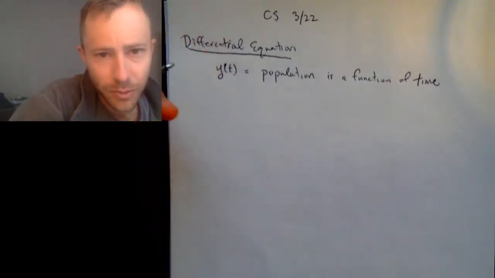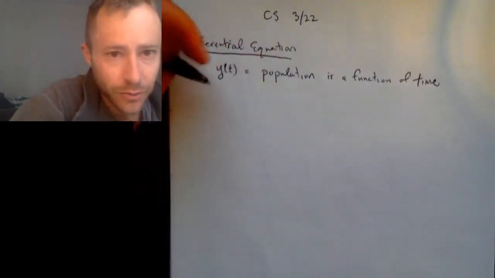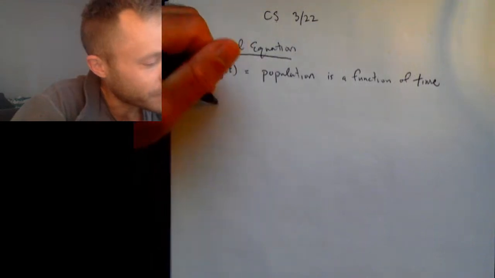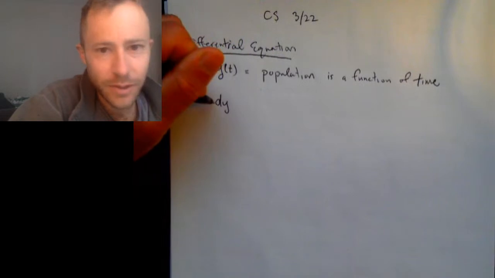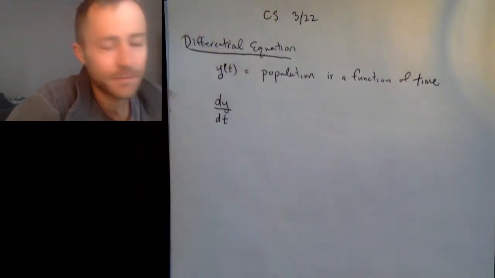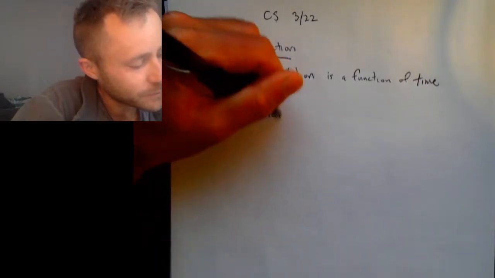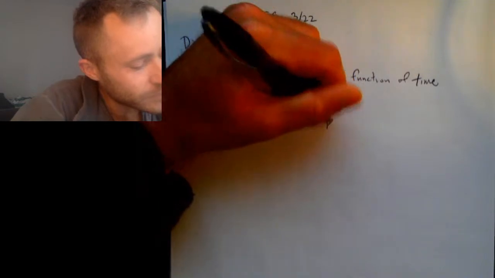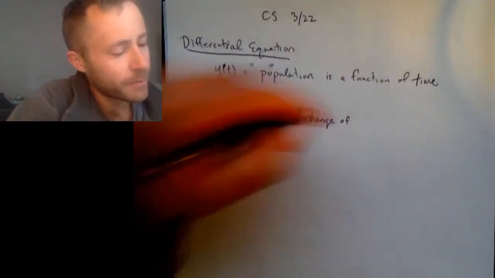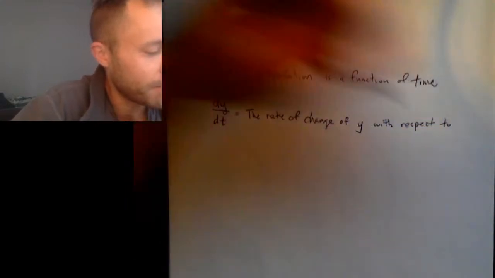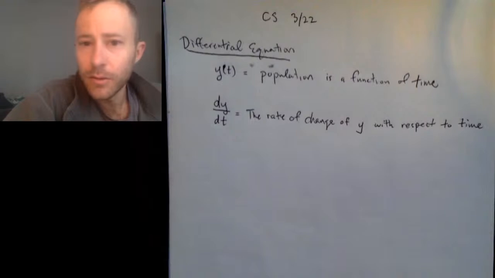And there's a special symbol to indicate the rate of change of a variable. So in this case, the rate of change of the population. That's dy dt. So this is the rate of change of y with respect to time. Okay? The rate of change of y with respect to, or I should say t.